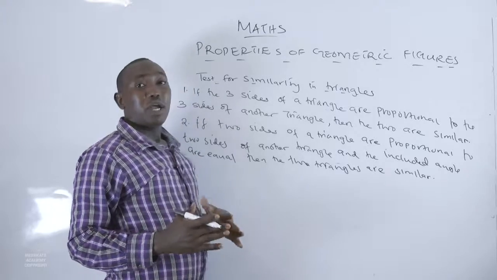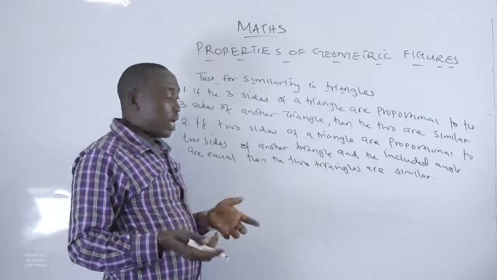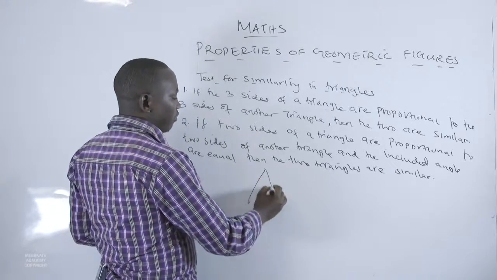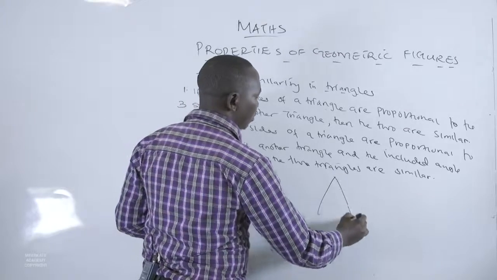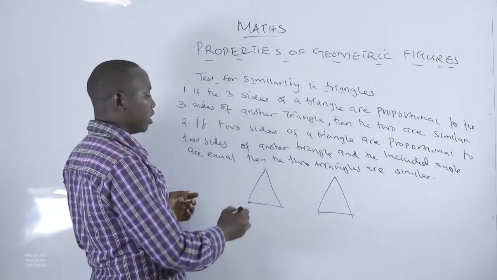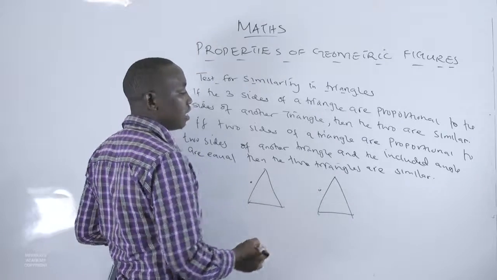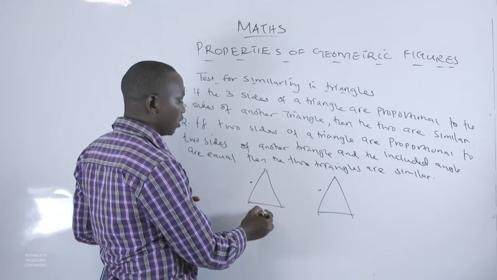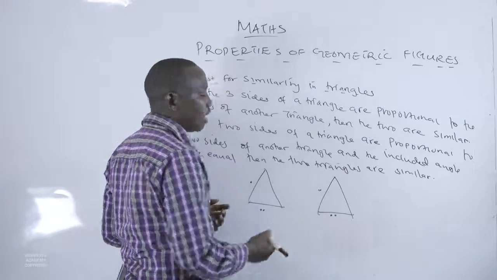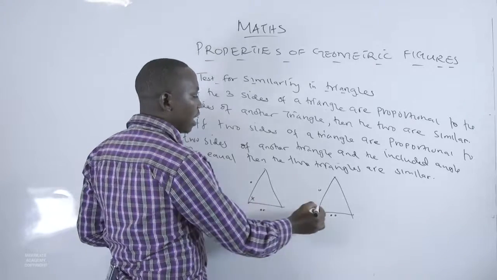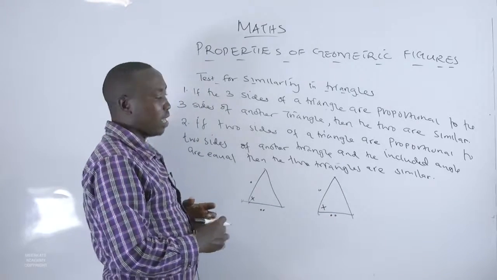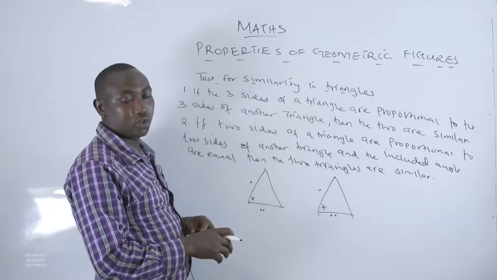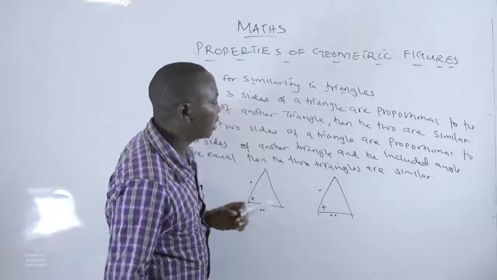Now in this case, we talk about two sides and an included angle. So, for example, if we have these two triangles and we are told that this side and this side are in proportion, also this side and this side are in proportion, and the included angles are the same, then we can say that the two triangles are going to be similar.